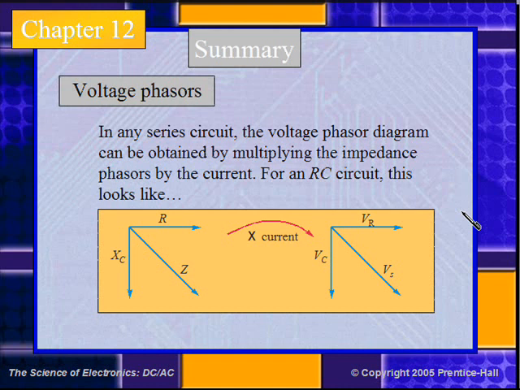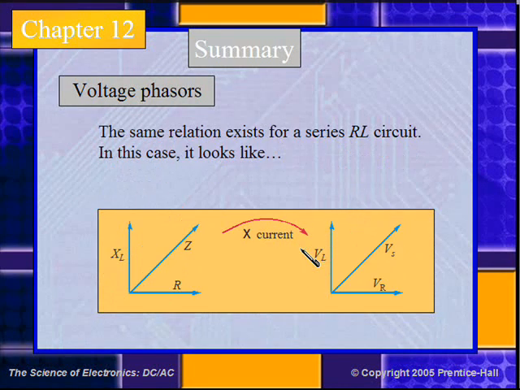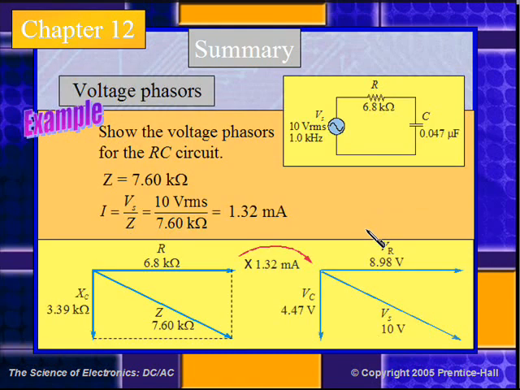Voltage phasors. In any series circuit, the voltage phasor diagram can be obtained by multiplying the impedance phasors by the current. For an RC circuit, you're just multiplying the current by each of these quantities, and that will give you VR, VS, and VC. The same relationship exists for RL circuits. Multiplying current times the ohmic values yields those voltages.